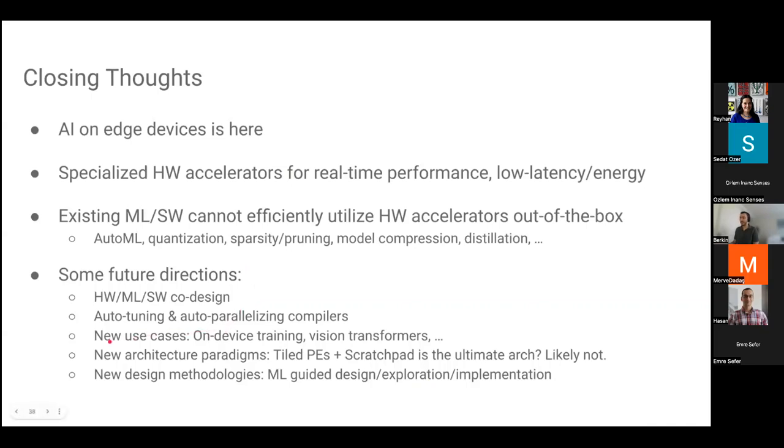There is actually a lot to do in this area. There are some new use cases coming up, new architecture paradigms. So far, we talked about tiled processing elements plus scratchpad, SRAM type of memories. Is it the ultimate architecture? Are we done? Probably not. I think there are more optimizations in this area, and even new design methodologies: ML-guided design, exploration, implementation, architecture search. All those concepts are there to optimize the ML stack even more. But yeah, that wraps up my talk.